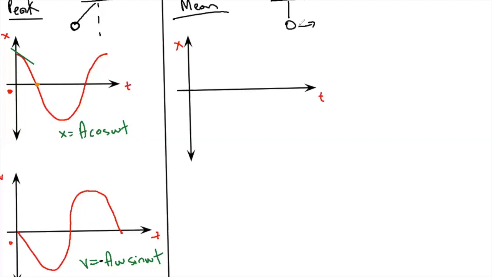Exactly. If I start from the mean, it has to be 0. Now, if I look at the other points, I am going to get this graph. And that's how I get x equals a sine omega t. So now you know that displacement has two formulas. It has a cos omega t and it has a sine omega t, because you can start from the mean position and you can also start from the peak position.